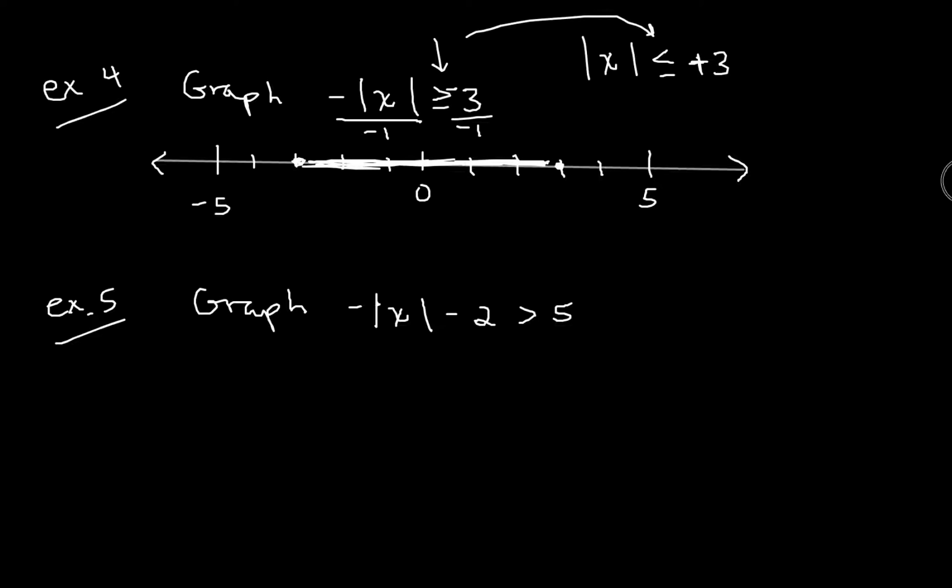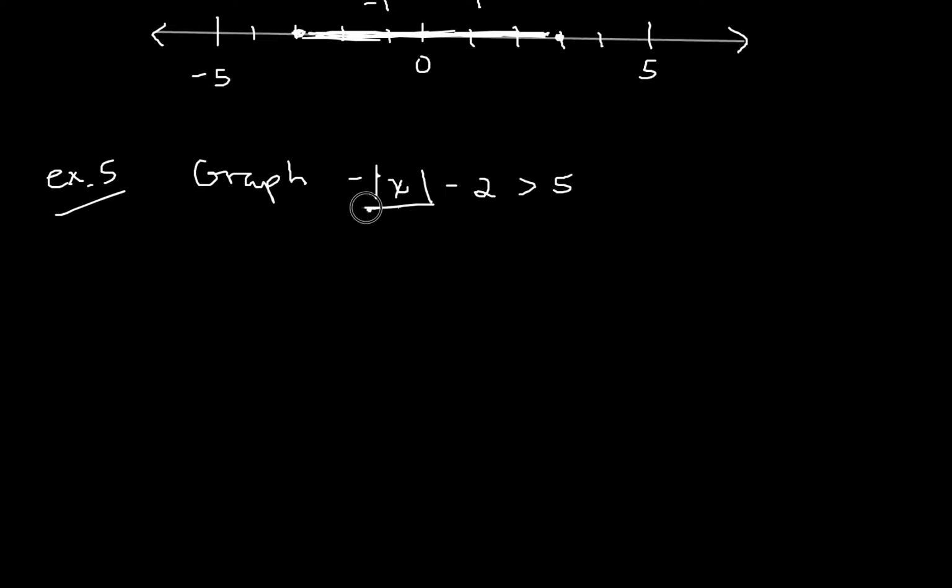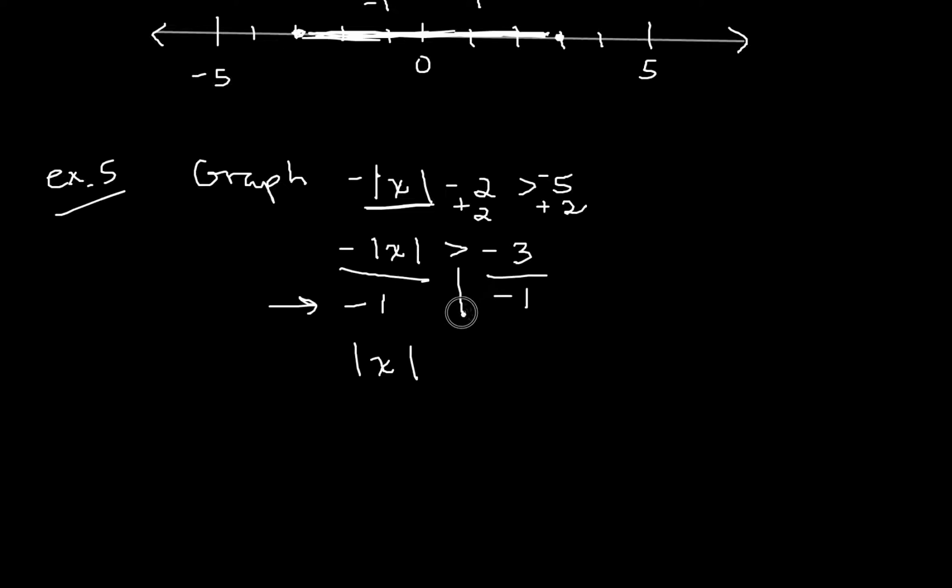All right, and the last problem. This one you have to isolate the absolute value, so it's 2 steps. Negative absolute value of x is greater than... I'm going to add 2 to both sides. I copied these problems down wrong both times. So it's going to be negative 3. Then I'm going to divide by negative 1, and we're going to have the absolute value of x. See how we're dividing by a negative? So that means we need to change the inequality sign. It is less than 3.